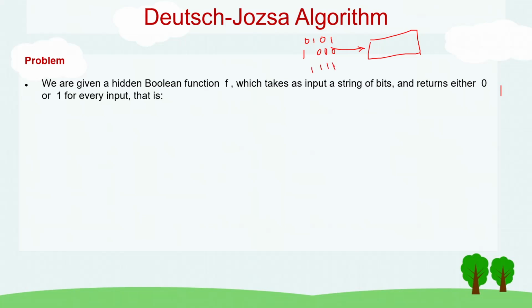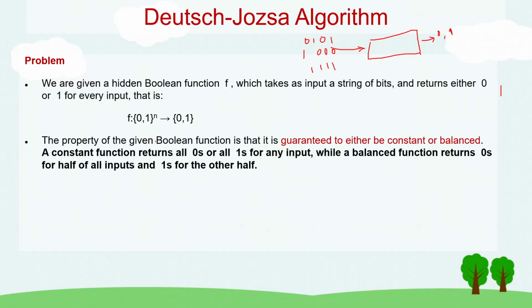Like that, there will be 16 possibilities, right? So when you give all the inputs one by one, for every input it will give either 0 or 1, not both. It depends on the property. Mathematically, you can represent that it takes a string of bits and gives us one bit. The bit can be either 0 or 1.